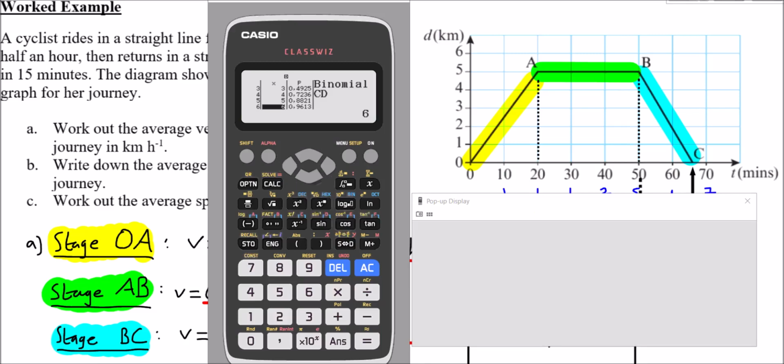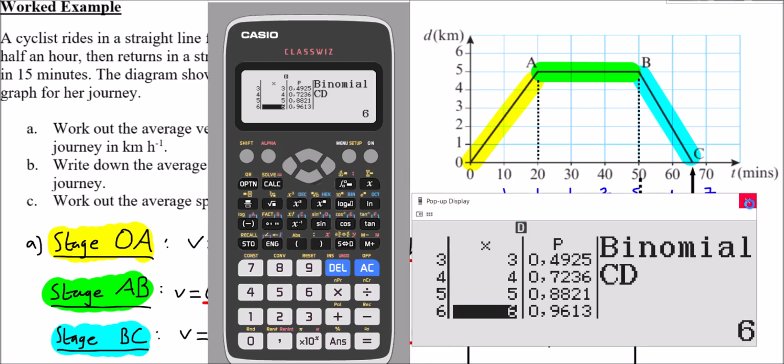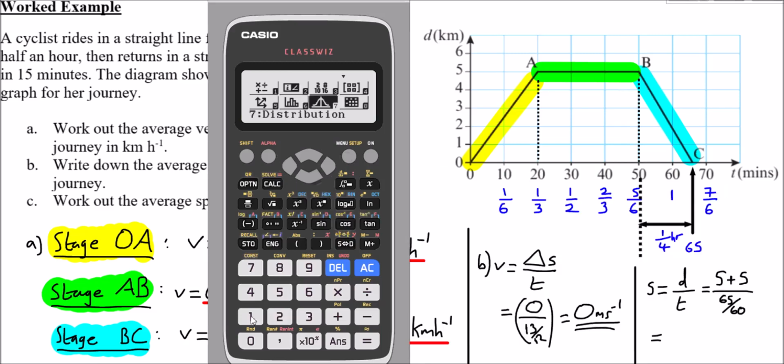So let's just do this here. So it was on binomial mode, I'll get off that one. So 5 plus 5, which is 10, divided by 65 60ths. So we get here to 3 significant figures that the average speed was 9.23 kilometers per hour.